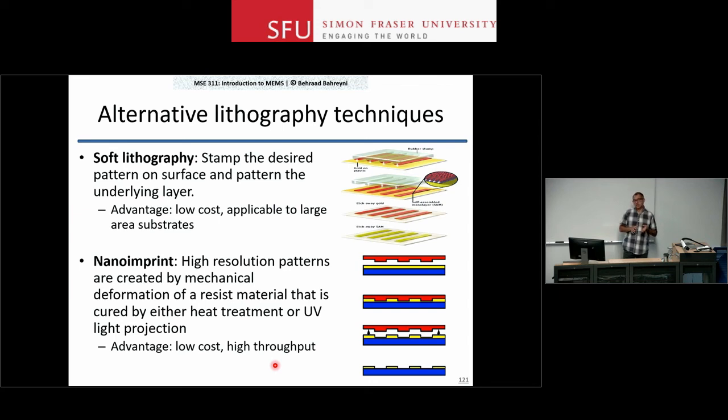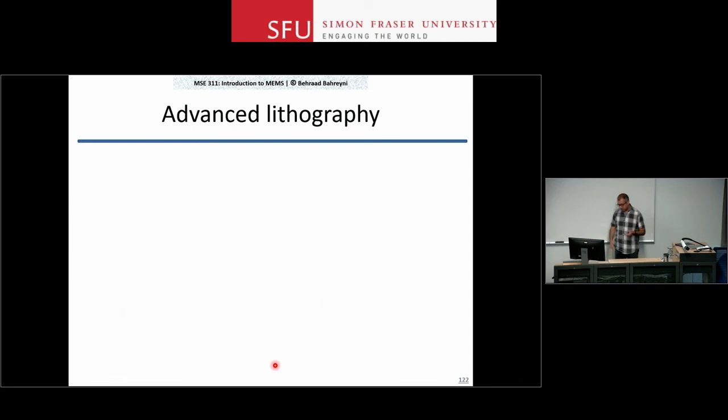And the answer is that you cannot do alignment here. This is only good for the very first stage, right? After that, you cannot do this reliably if you have multiple layers that need such resolutions. So for most situations, we are basically stuck with the photolithography systems that we talked before.